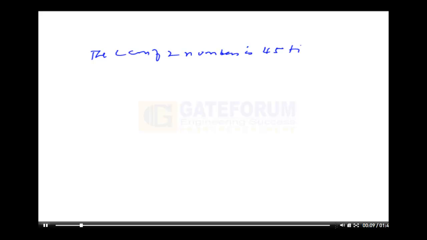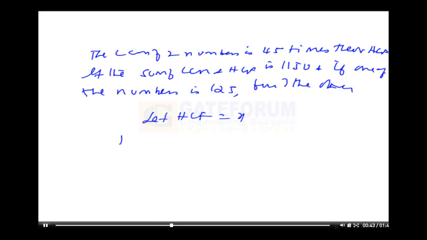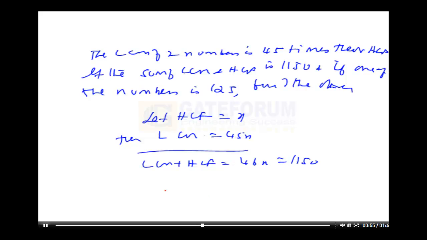The LCM of two numbers is 45 times their HCF. If the sum of LCM and HCF is 1150 and if one of the numbers is 125, find the other. Since LCM is given in terms of HCF, let us assume HCF is equal to X. Then LCM is 45X. If you add them, LCM plus HCF is equal to 46X. The sum is given to be 1150. So X, which is HCF, will be 1150 by 46, which is 25.